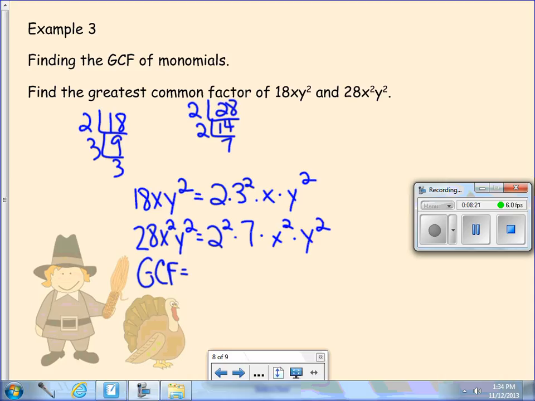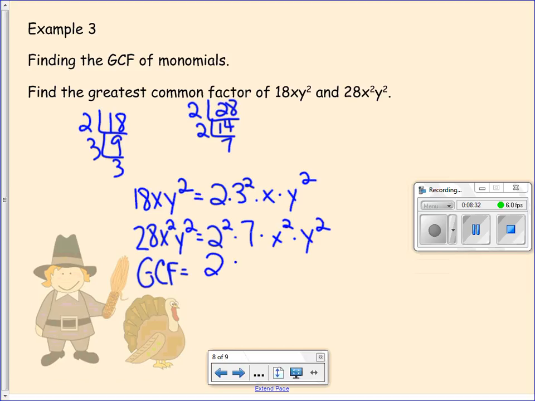Again, as we did before, we're trying to find the greatest common factor. So we're going to notice in this example, 2. Not 3, not 7, but what would be our next common factor? We'll look at the x's. They each have at least 1 x. Then we're going to compare our y's. They each have at least 2 y's. So the greatest common factor of this example will be 2xy squared.